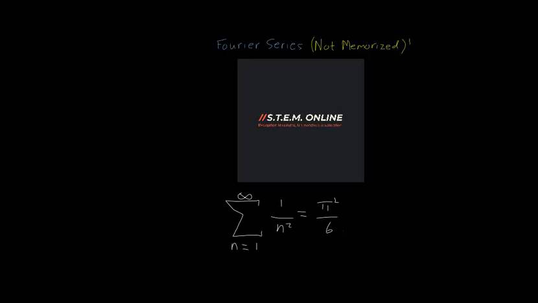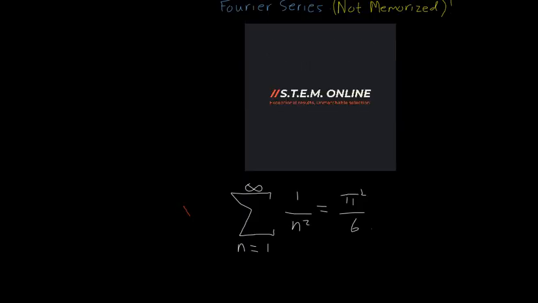Today we're going to be looking specifically at a Fourier series. And what we're going to do with that Fourier series is use it to derive a very interesting result. This guy right here. So this one down here that I'm going to highlight: this sum here is equal to pi squared over 6.